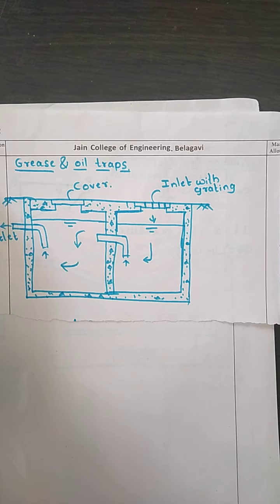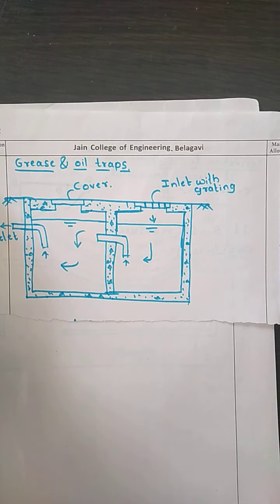In today's class, we will be discussing two sewer appurtenances, that is the oil and grease trap and the inverted siphon. Along with that, we are also going to discuss house drainage connections.